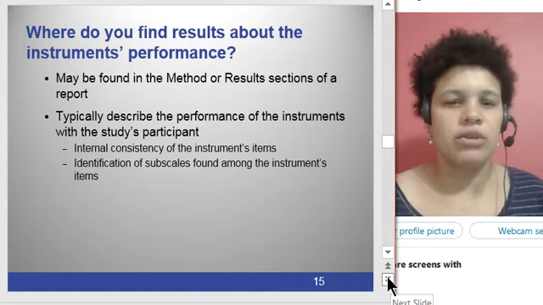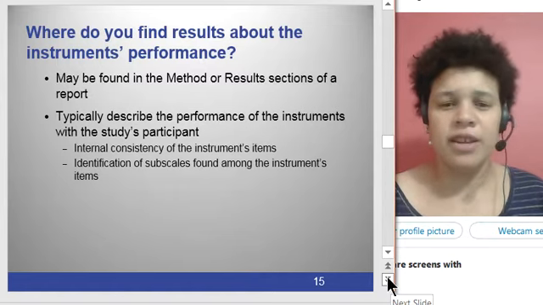I just heard a cry. I think it was my daughter pretending that her baby was crying. Okay, so we're going to continue.